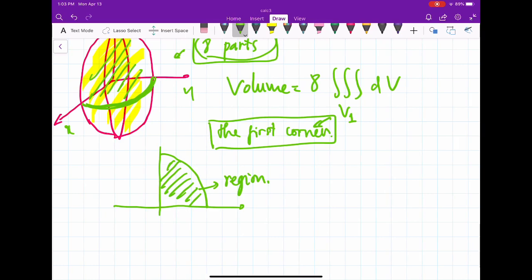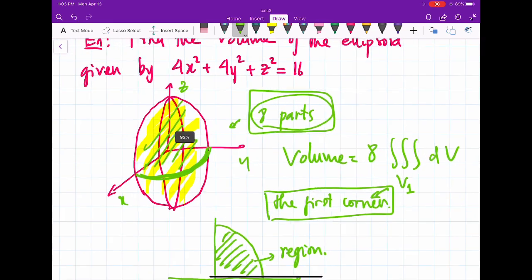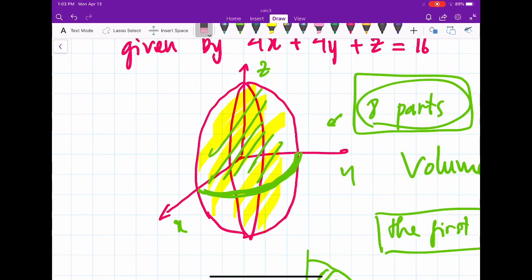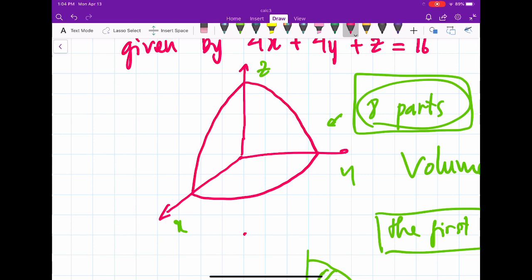Alright, so how to rewrite this integral as an iterated integral? Look at this picture again, right? So now you consider just the first region right here. So let me erase a little bit, and even I can erase this. I make another picture. So this is my first corner, and z is something in here, okay? Makes sense?